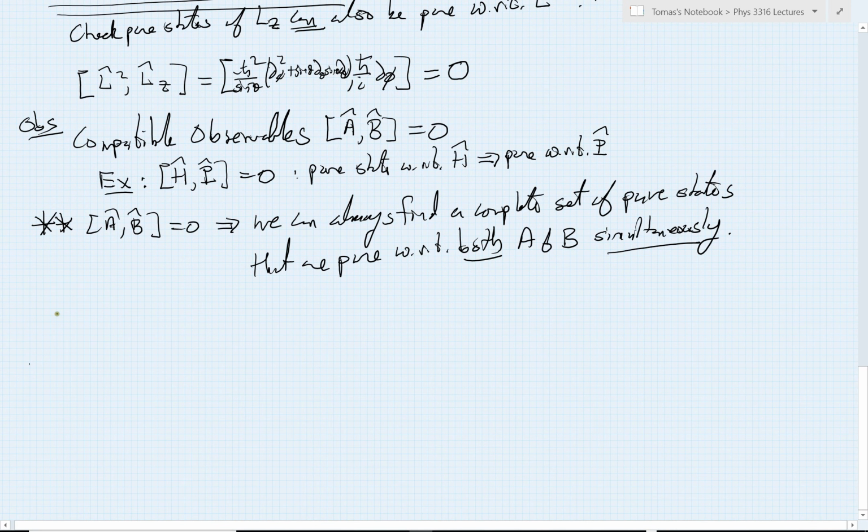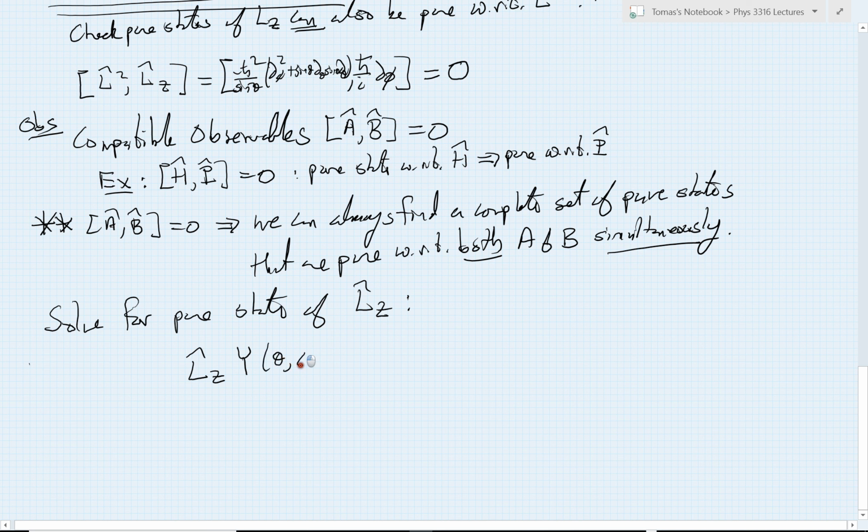So let's now actually solve then for these pure states of LZ. Now, the equation that we're looking at, of course, is that LZ applied to one of my angular functions, as we know they are called spherical harmonics, but we won't be assuming anything about them. When I apply that operator to my function, I have to get back some pure state value, LZ, so this is just a number, it's not the operator, acting on my function back again.